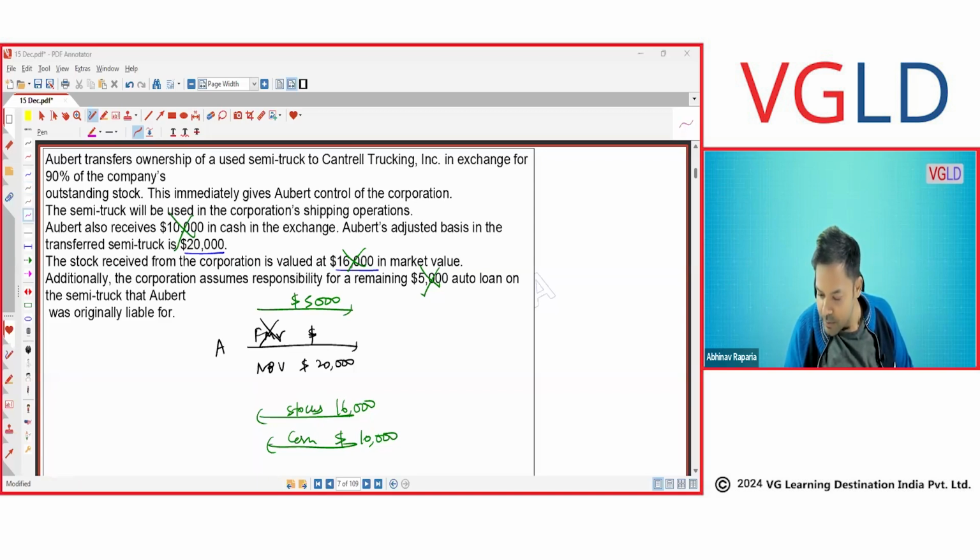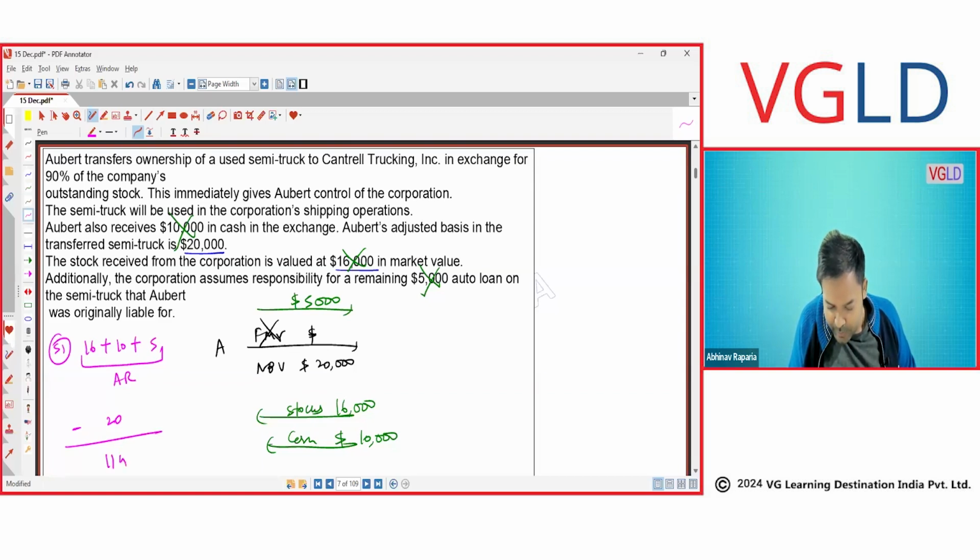Is this okay or not, everyone? So step number one for me is 16,000 plus 10,000 plus 5,000. This is what I have realized. Amount realized minus 20,000, so 11,000 is going to be my gain. Reena, clear? Step number two. Tell me what is the value of step number two, guys.